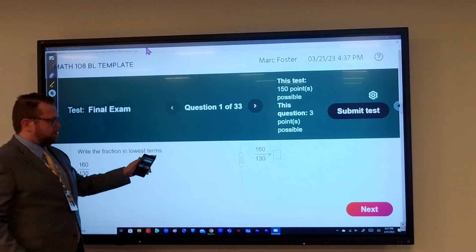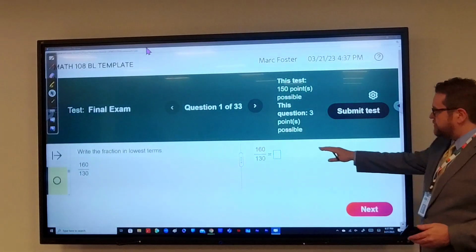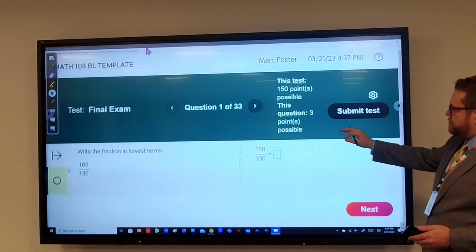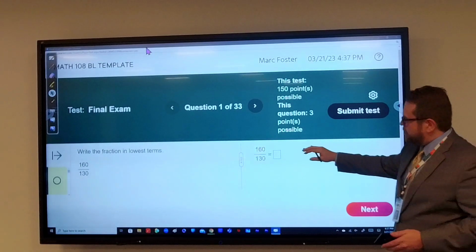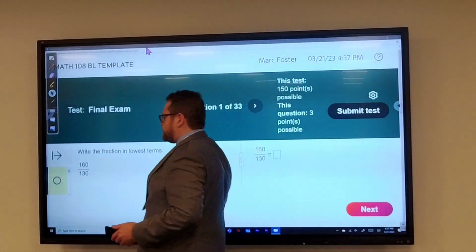Write the fraction in lowest terms. Notice that this is an improper fraction. That's where the numerator is bigger than the denominator, right? It's a number bigger than 1.